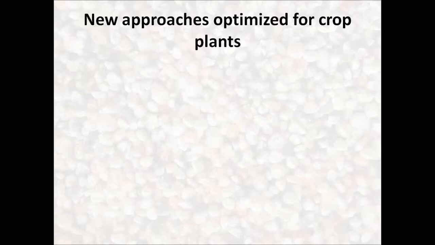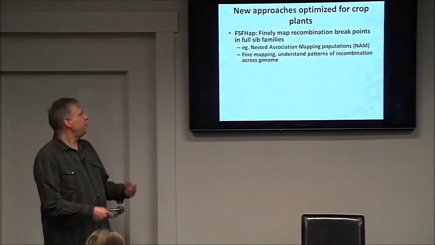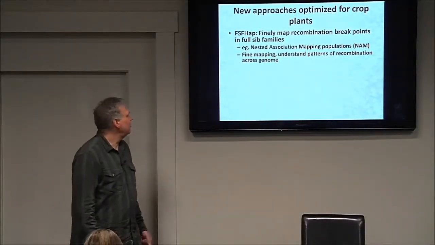Okay, so basically in the Buckler lab, Kelly and Peter and others together have been working on new approaches just for crop plants. Peter's is called the full-sib family haplotype, and it's trying to finally map these recombination breakpoints. So it's really an HMM algorithm, and I actually talked about it yesterday as well. He developed that for application in the maize NAM families.